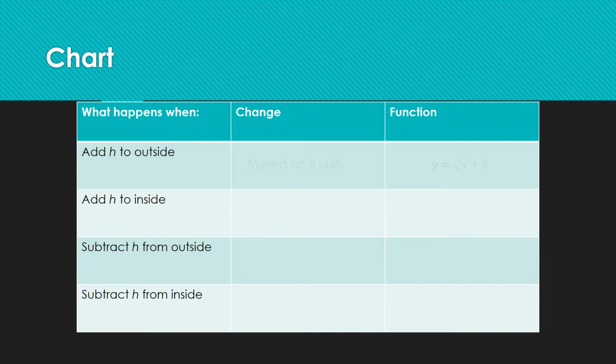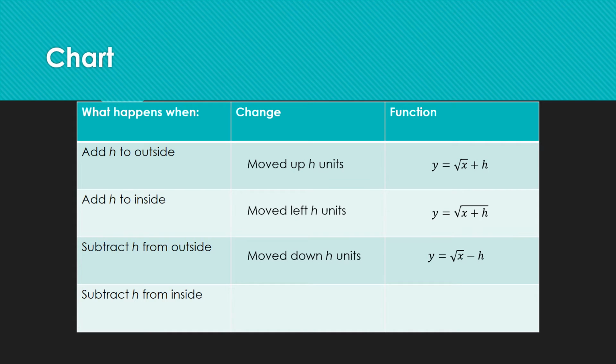When you add h to the outside, it moves the graph up h units. Your function would then look like y equals radical x plus h. Remember, h is simply just a number. When you add h to the inside of the radicand, you move it to the left. When you subtract h from the outside of the radicand, you move it down. When you subtract h from the inside, you move it to the right.